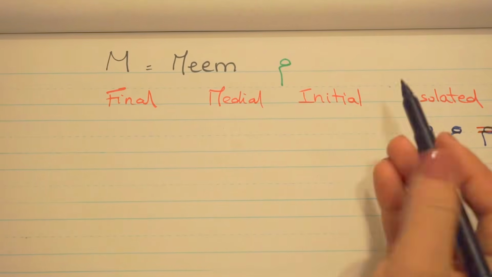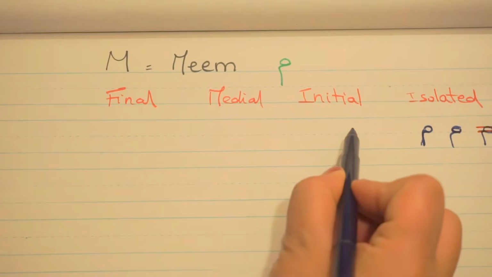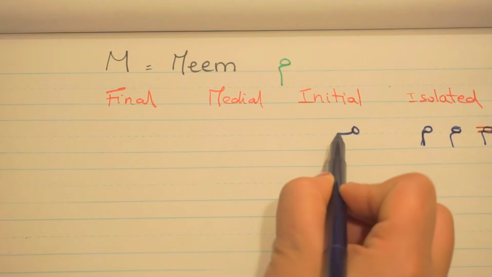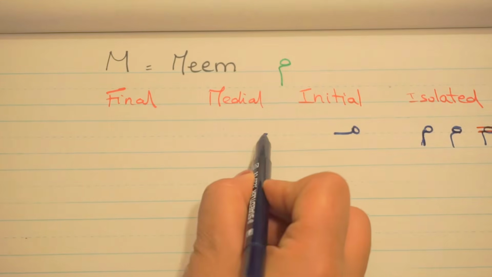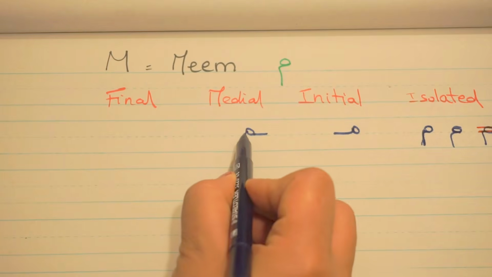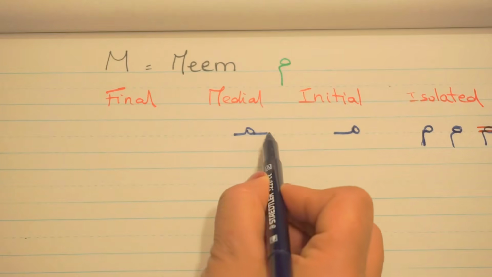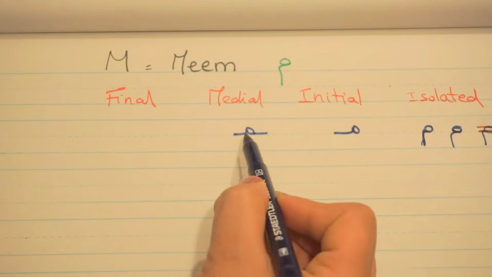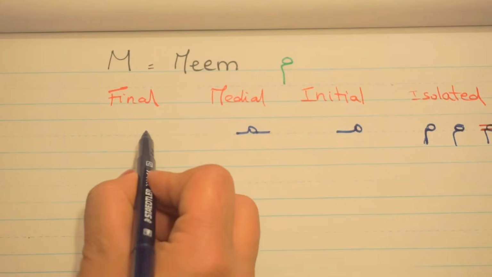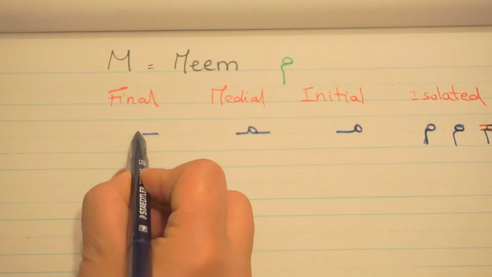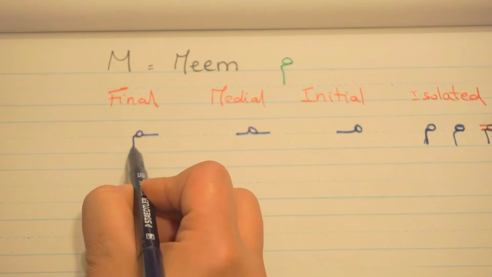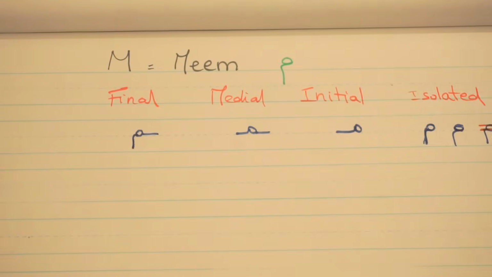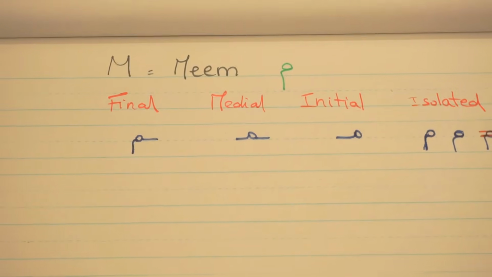So the initial form is a circle, and then we drag it because it's a two-way connector. And then the medial form, we connect it to the right side and then to the left side. And then the final form gets connected from the right, but you get the same isolated form at the end.